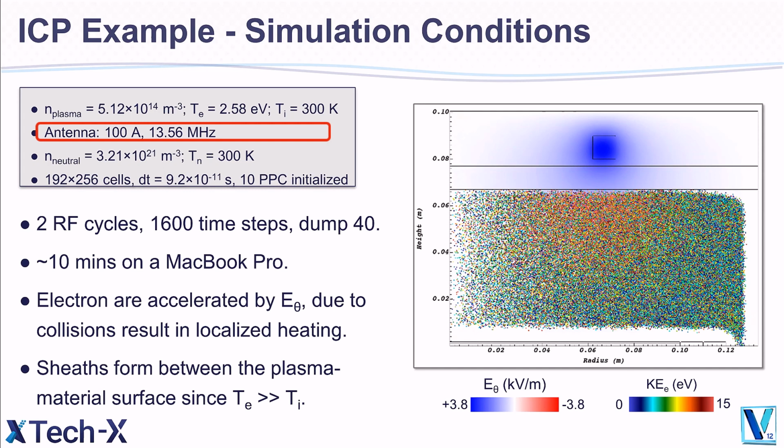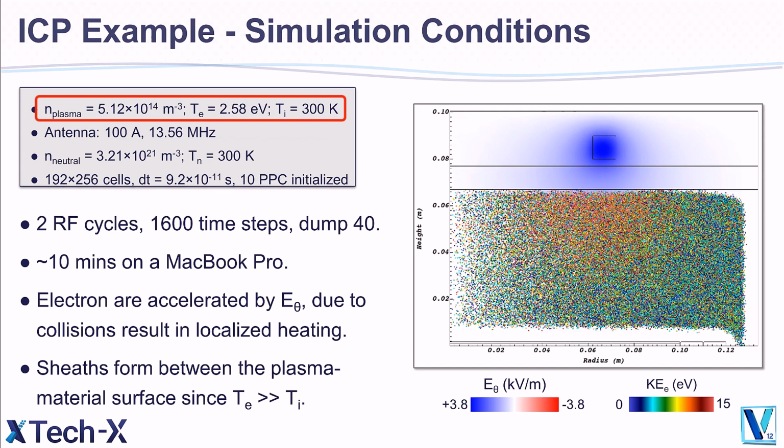And we initialize the plasma density, the particle weights to give about 5 times 10 to the 14 per meter cubed, electron density and ion density. Electrons get an initial 2.58 eV temperature and ions are set to 300 Kelvin. The simulation runs for 2 RF cycles or 1600 time steps, and we're showing results for dump 40. This takes about 10 minutes on a MacBook Pro, so it's something that you could run on a laptop quite easily.